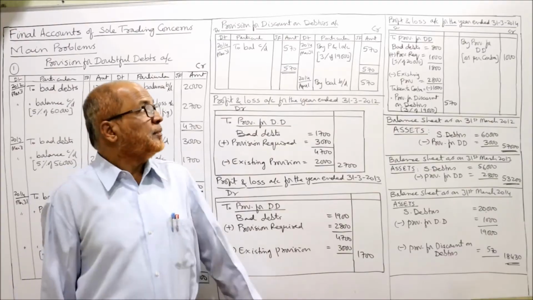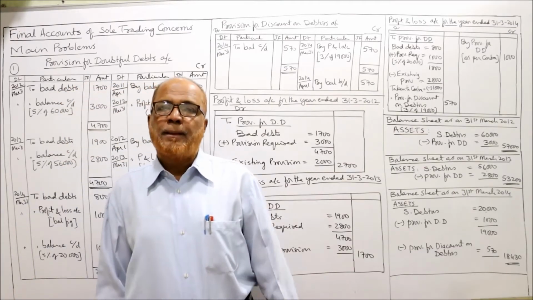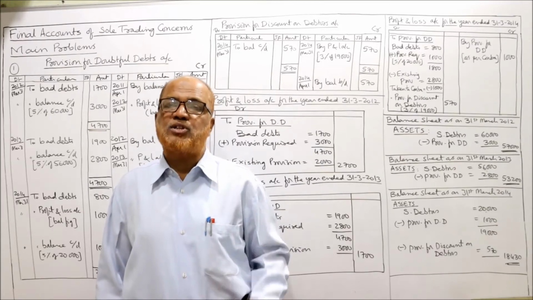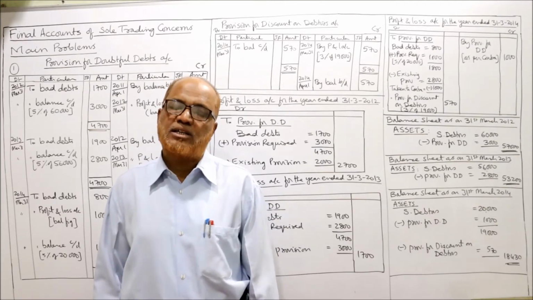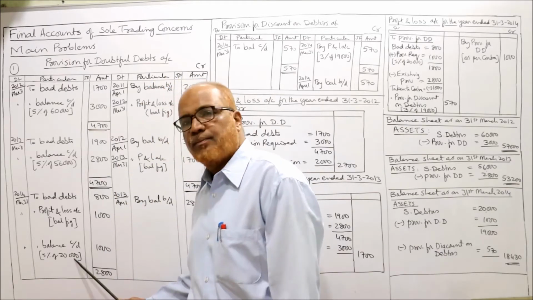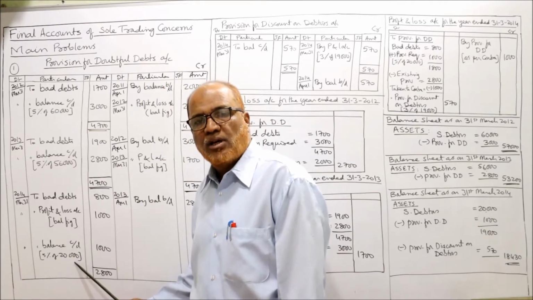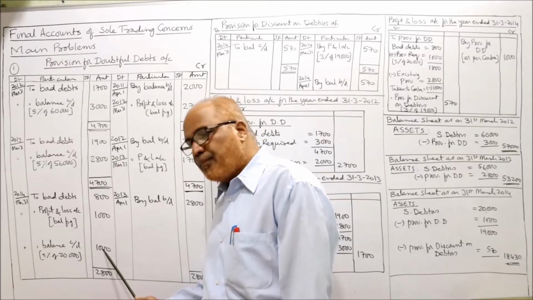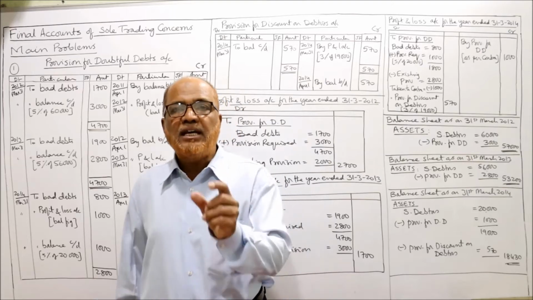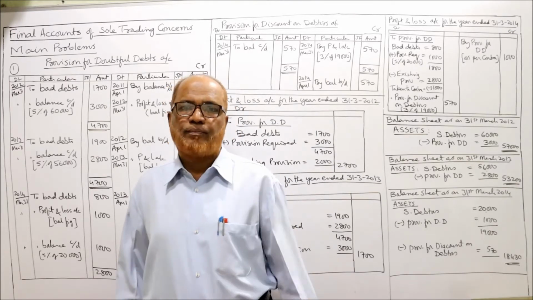How much is it given? It is given as 3%. 3% on the debtors after deducting provision for doubtful debts. So third year debtors are 20,000. How much is the new provision we are making? 1,000. So 20,000 minus 1,000, 19,000 is the good debts.